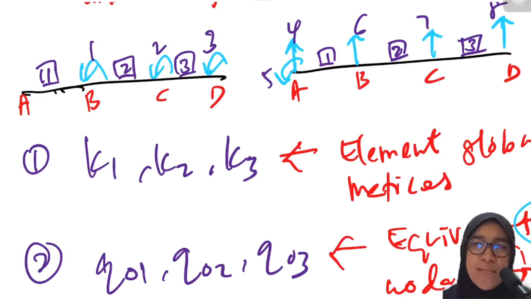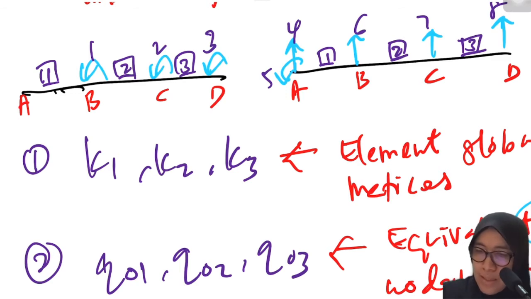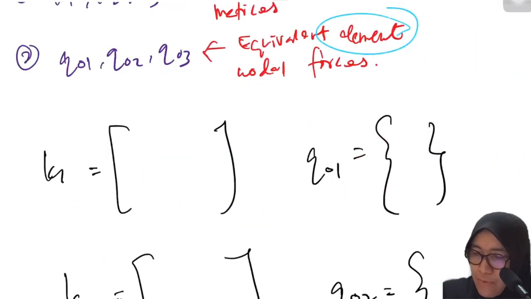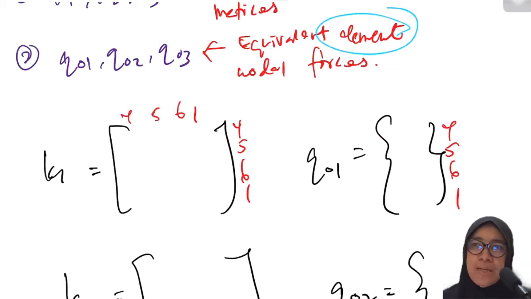So near YZ, far YZ is 4, 5, 6, 1. Near YZ is 4, 5. Far YZ is 6, 1. So we have to label 4, 5, 6, 1 here, for K1 and Q not 1.